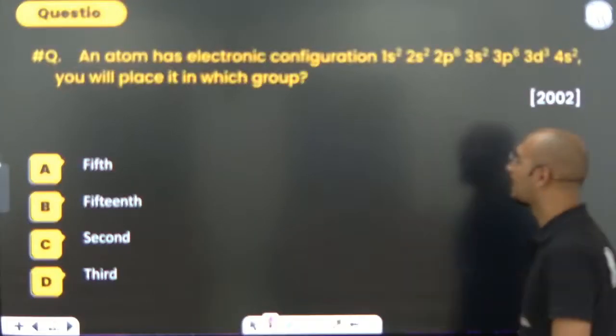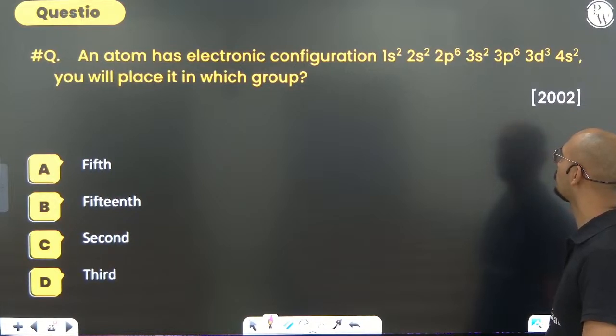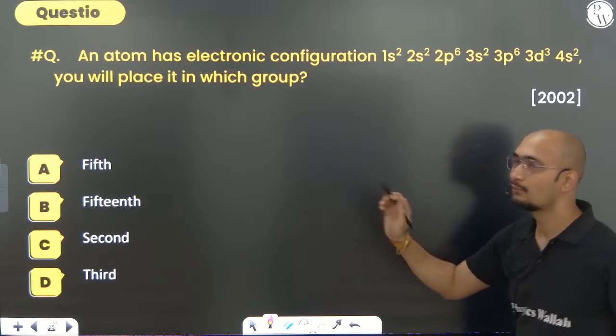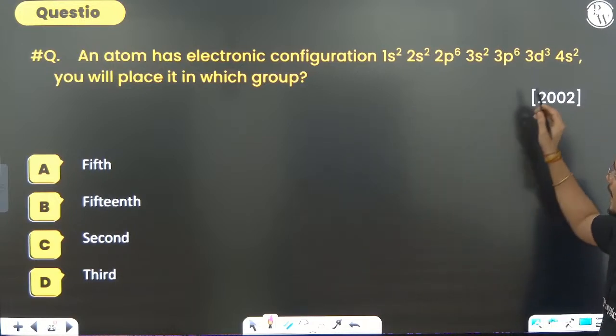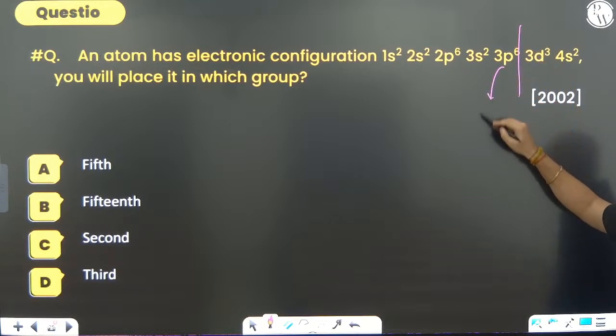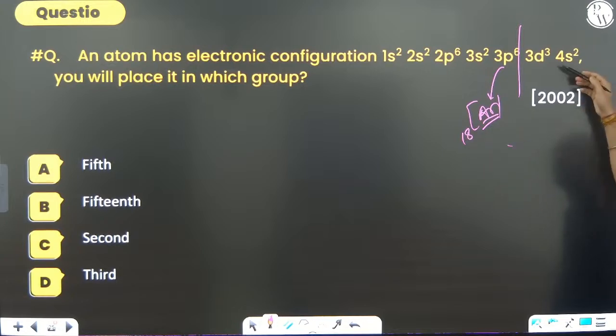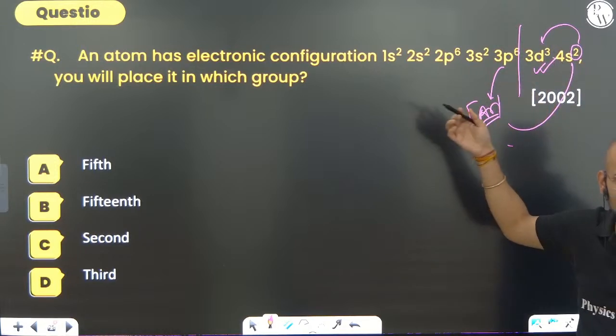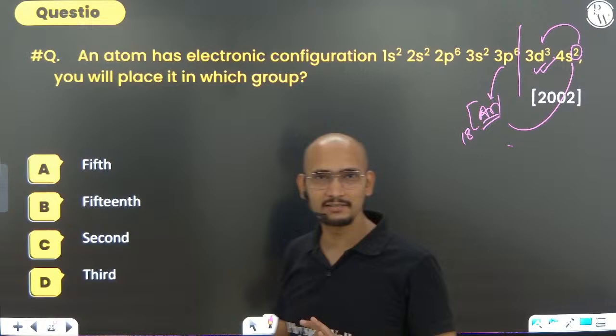An atom has the electronic configuration 1s2, 2s2, 2p6, 3s2, 3p6, and so on. You will place it in which group? Where the last final electron is being added. Can you see? Once you do 3p6, you have completed argon. After argon, 18, you fill the electrons in 4s2. So 2 electrons went there, and at last the electron will be filled in the d, because we know how to fill the electrons, the n plus l rule.